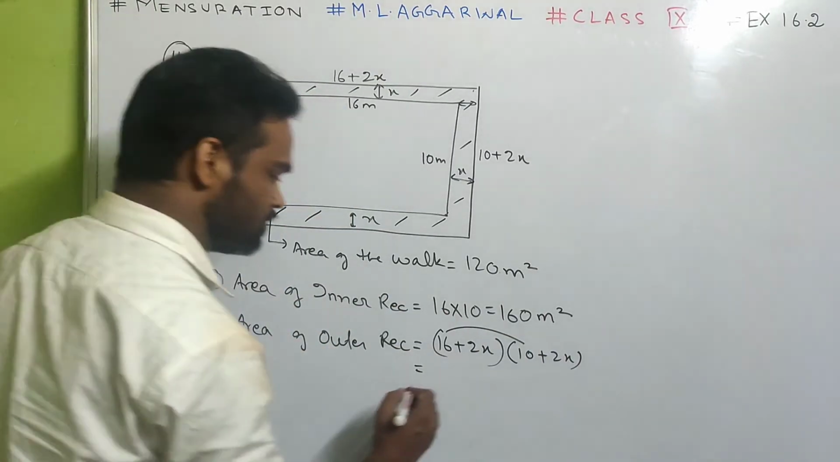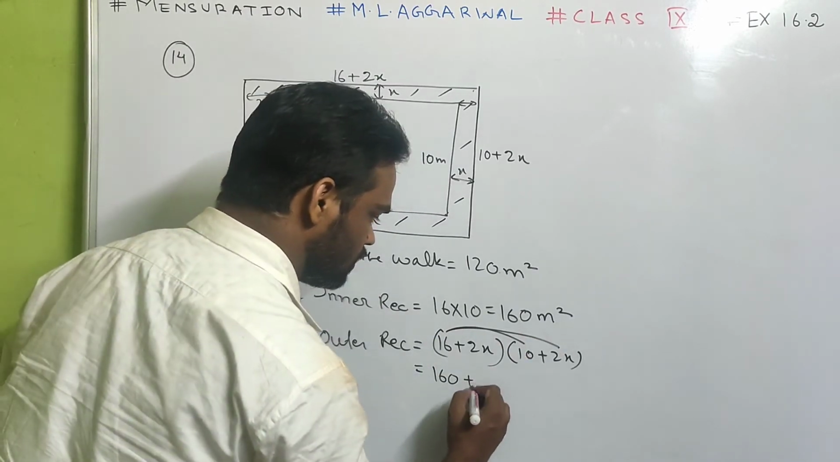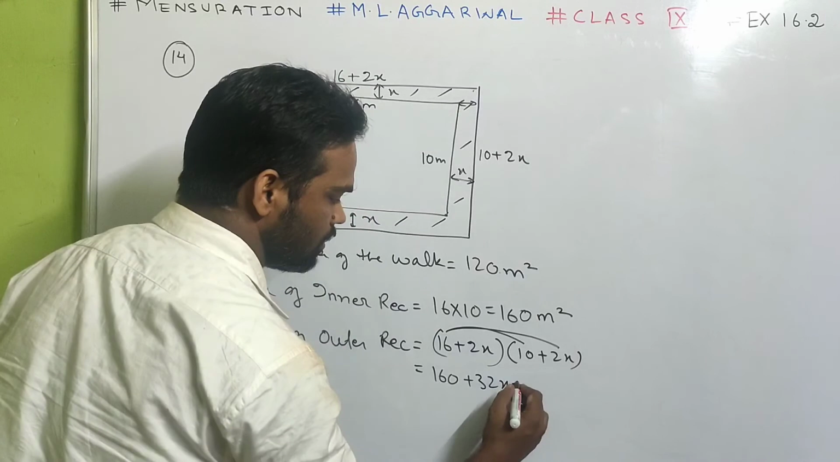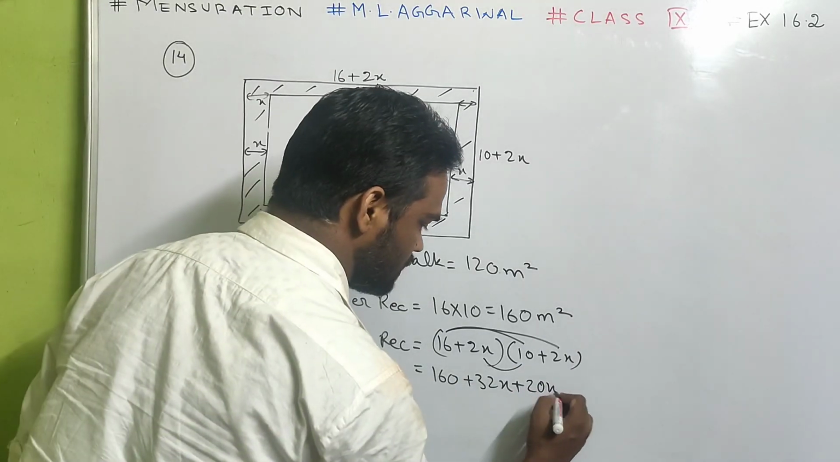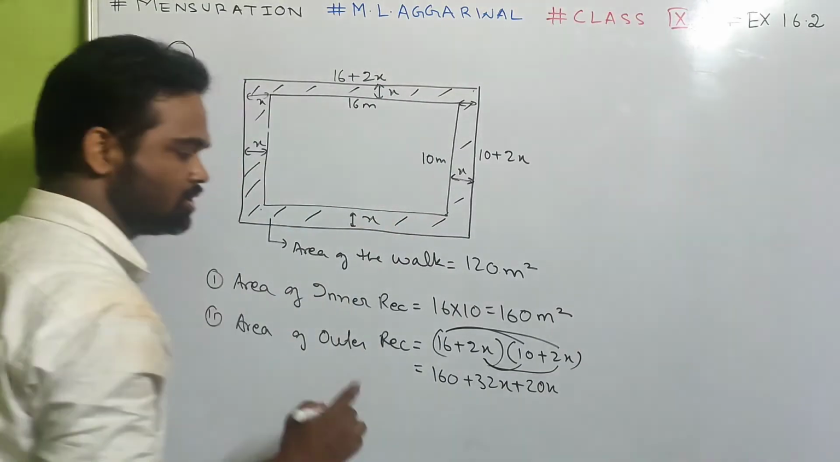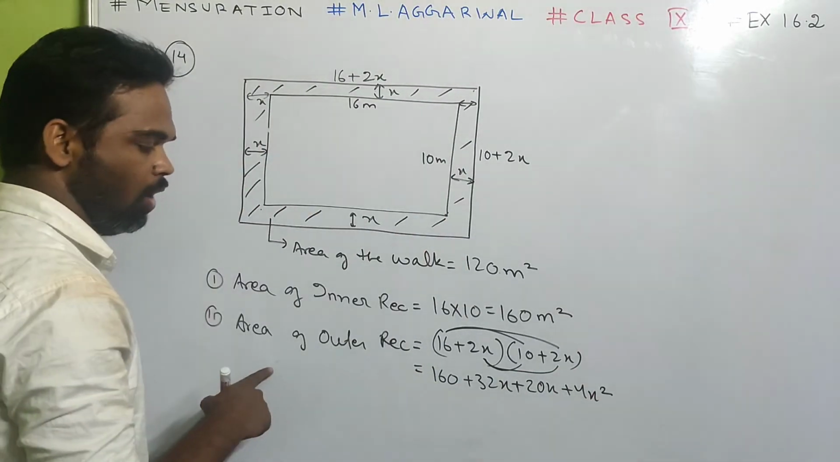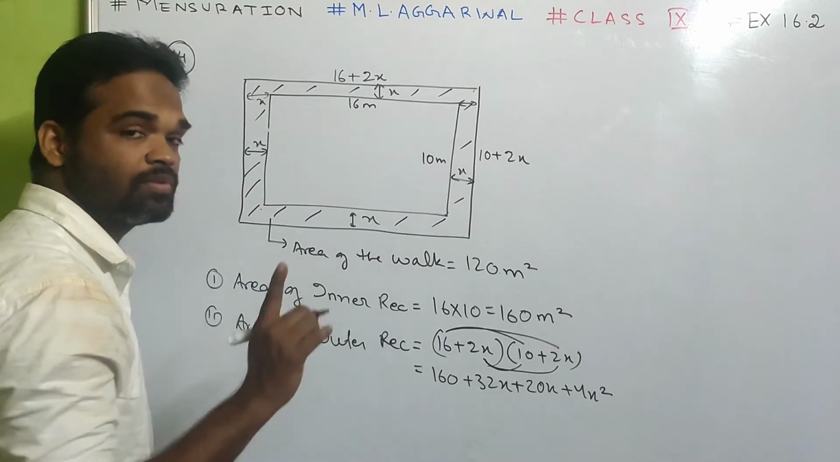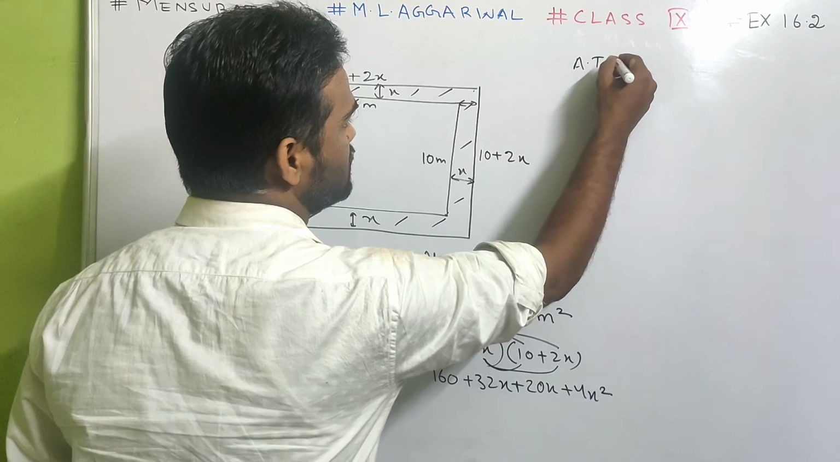Just open the bracket. 16 10 times gives you 160. Then 16 2x gives you 32x. Then plus 2x multiplied by 10 gives you 20x. And 2x multiplied by 2x gives you 4x square. So that's the area of the outer rectangle in terms of x. Now, according to the problem, what is given to us?